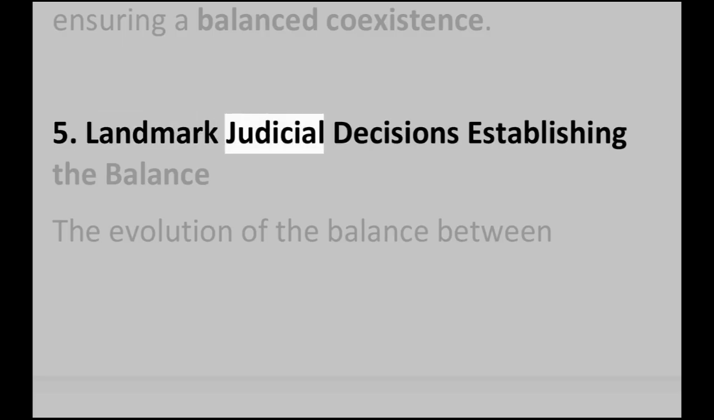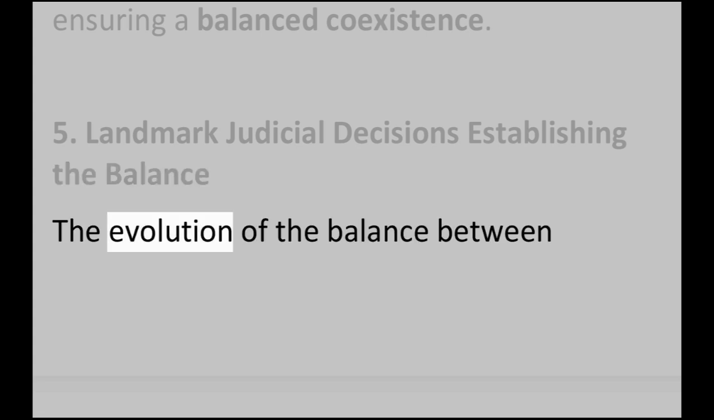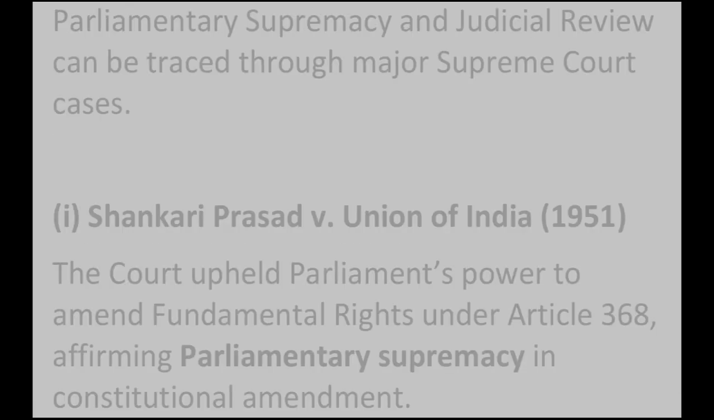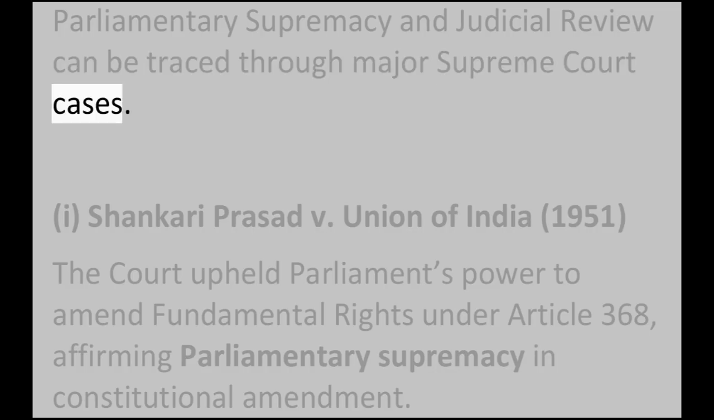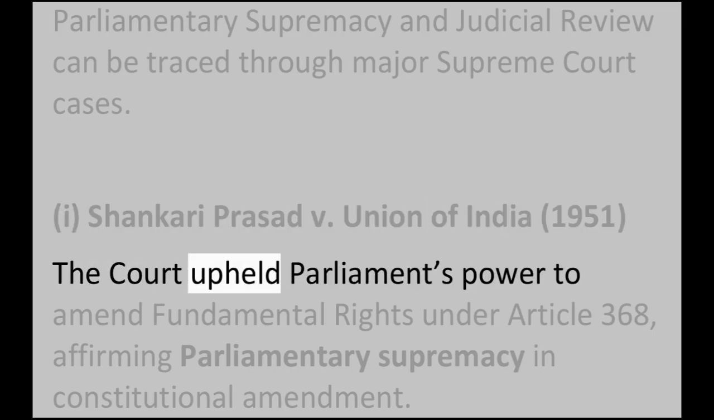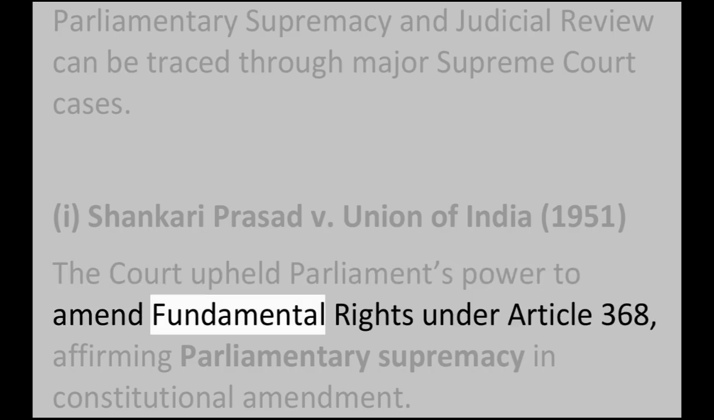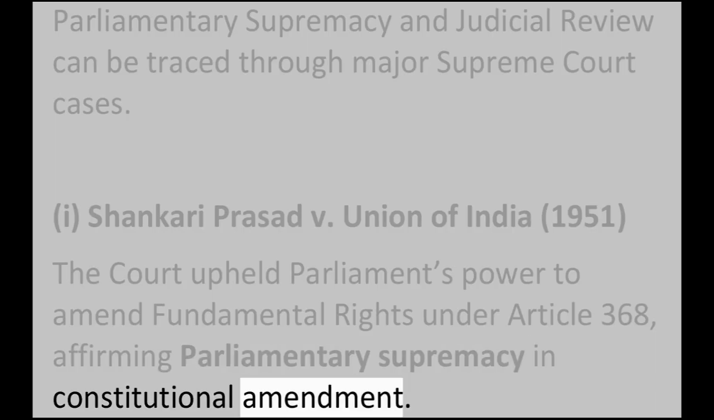5. Landmark judicial decisions establishing the balance. The evolution of the balance between parliamentary supremacy and judicial review can be traced through major Supreme Court cases. 1. Shankari Prasad v. Union of India, 1951. The court upheld Parliament's power to amend fundamental rights under Article 368, affirming parliamentary supremacy in constitutional amendment.